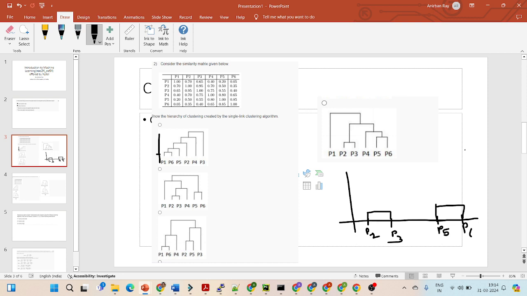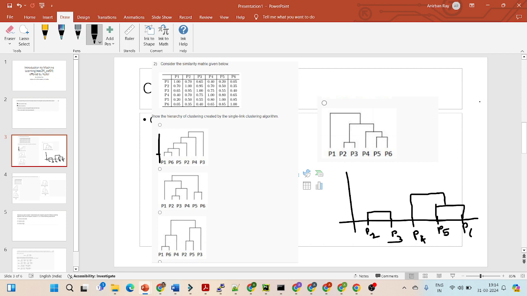And next after 0.85, then 0.80 I think. So 0.80 is P4 and P5. So it is done in this way that this is P4. And now to connect P4 and P5, we have to do it like this, a little higher, and P5 connects to this. So this is how we have to continue, and we'll get the answer.